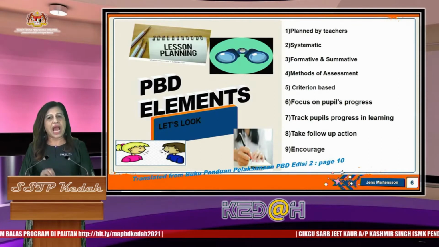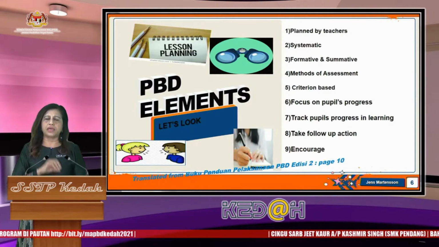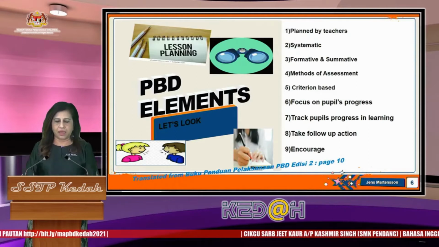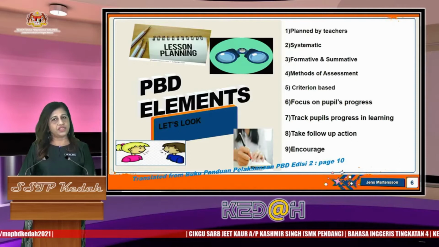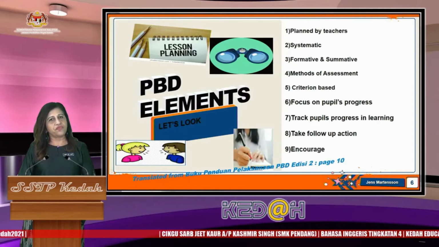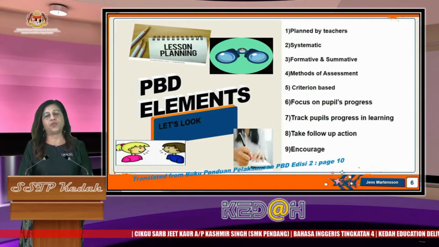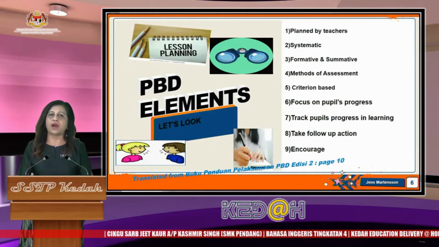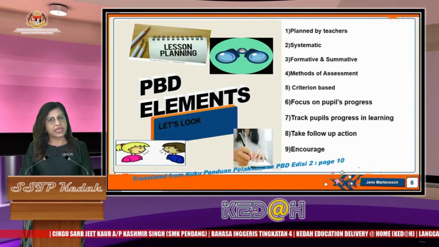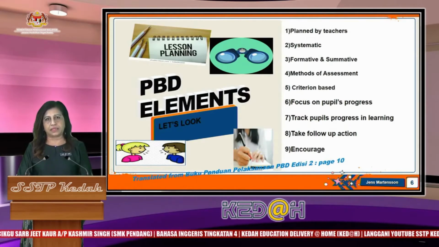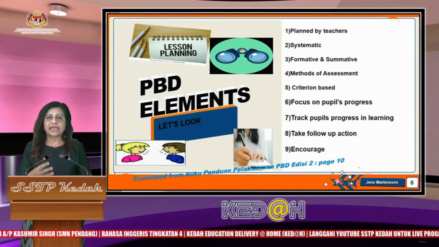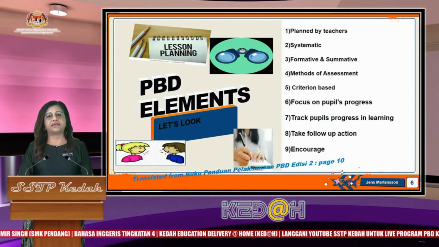For today, I would like to highlight a few of the elements. Firstly, regarding plan by teachers. Teachers, before we step into a class, we would have prepared our lesson plan. The same goes with PBD. You need to prepare before assessing your pupils. Why do you need to do that? Because you want to assess your pupils with integrity.